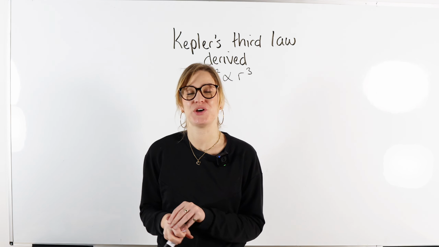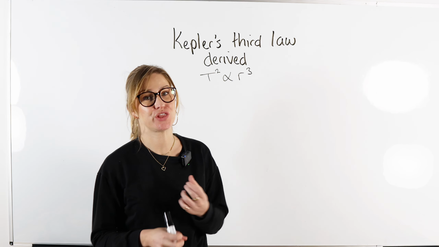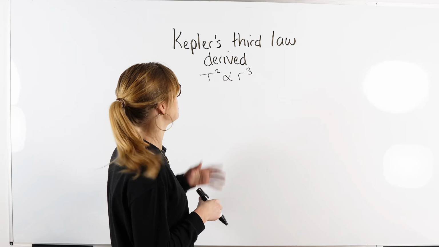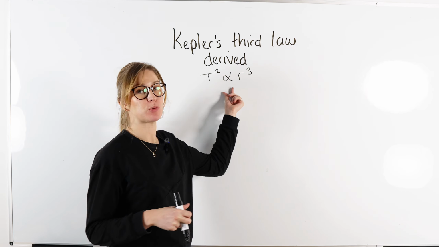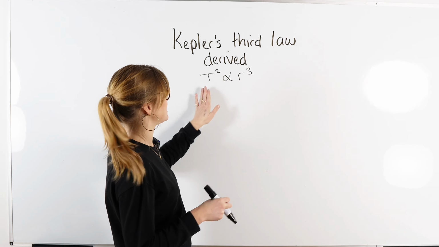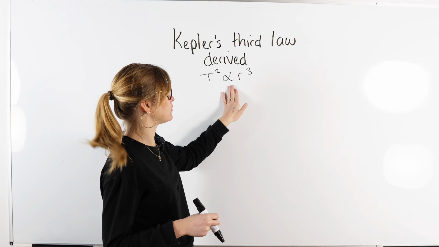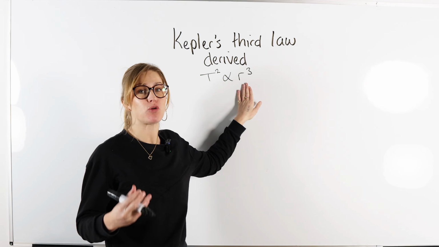Hey guys, so in this video what we're going to do is derive Kepler's third law. Kepler's third law says that T squared is directly proportional to r cubed. It means that the time period squared is directly proportional to the radius of the orbit cubed.